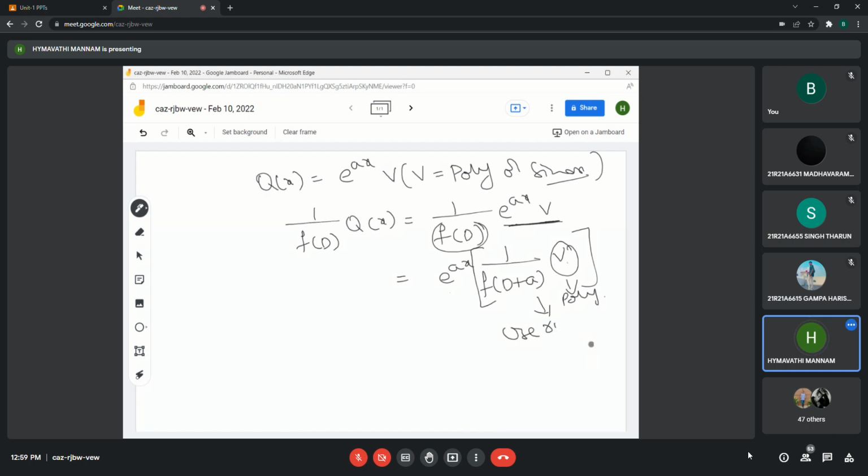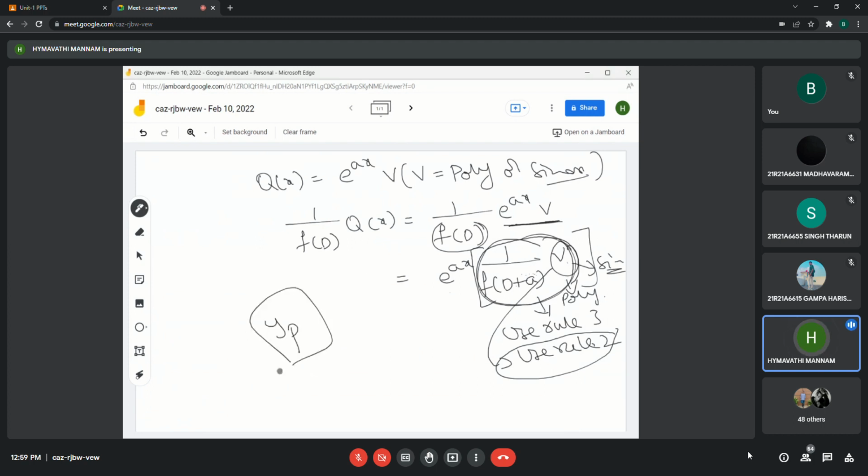use the rule 3. If v is a sine function or the cos function, use rule 2. So if it is a sine function or the cosine function, use the rule 2 and then find out this value. If it is a polynomial, use the rule 3 and then find out this value. So that will give the yp of the given differential equation.